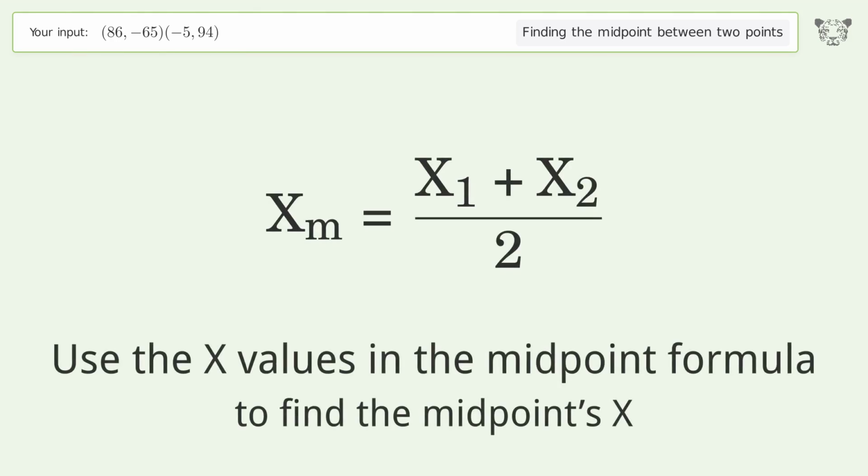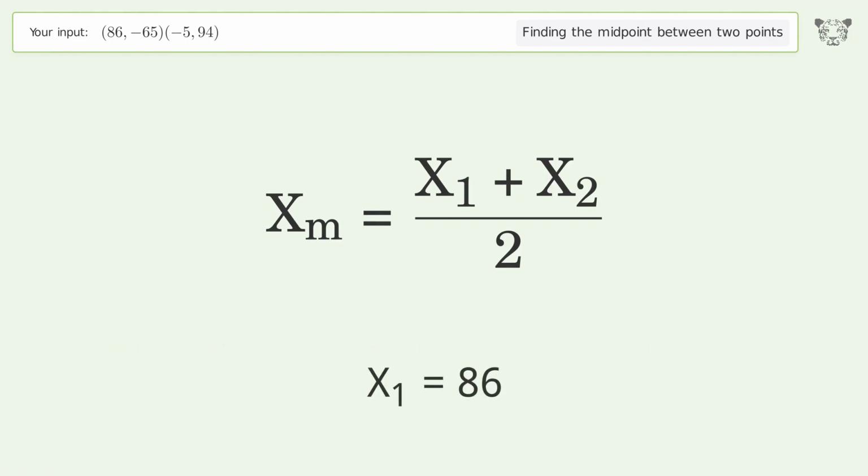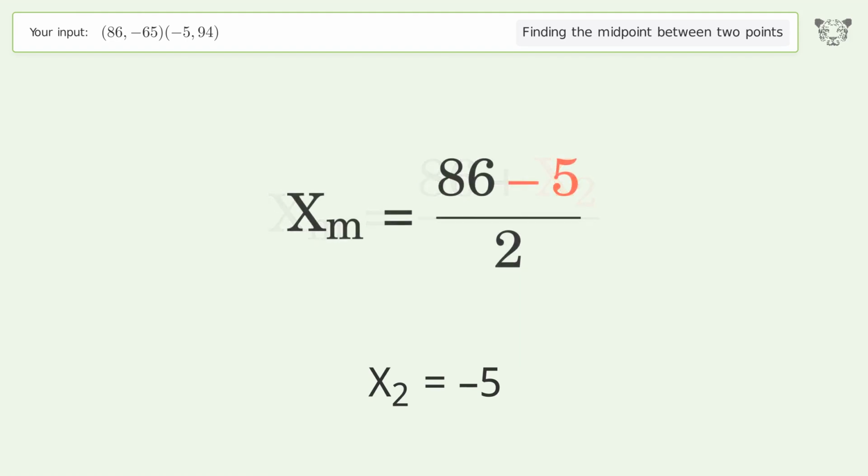Use the x values in the midpoint formula to find the midpoint's x. x1 equals 86. x2 equals negative 5. Simplify the arithmetic.